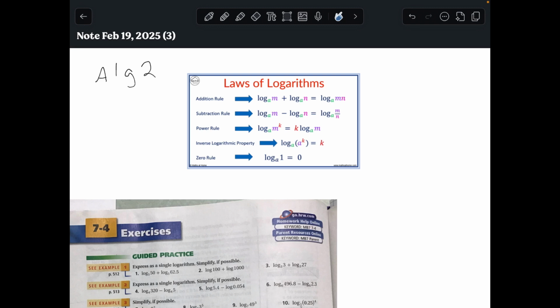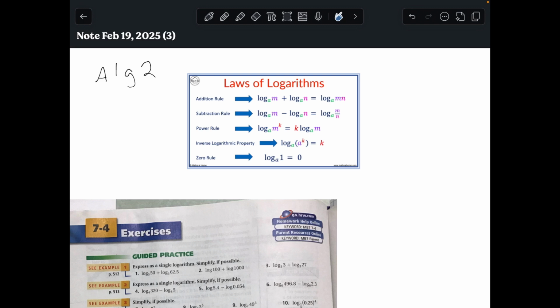If there is a subtraction between the two logs, you can take the components and create a quotient, or a division, with it. So it says log base a of m minus log base a of n. You just take m and you divide it by n.